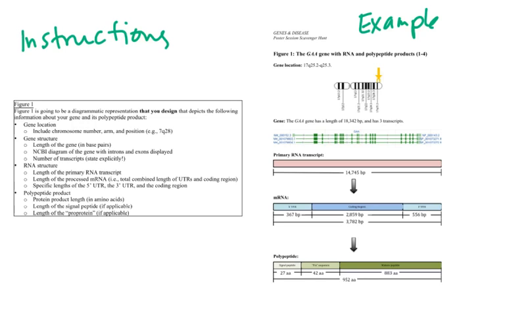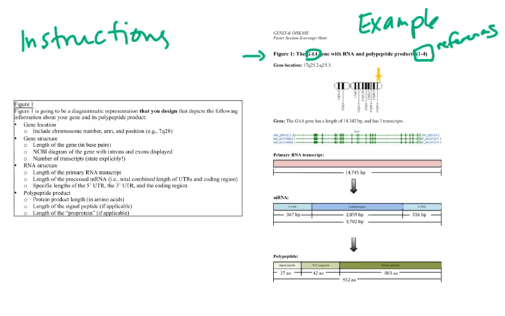If we start on the right, at the very top there should be a heading or a description for your figure 1. This says figure 1, the GAA gene with RNA and polypeptide products. You can replace this part with whatever gene is appropriate for your particular gene and disease. And the part shown here, those are the references.